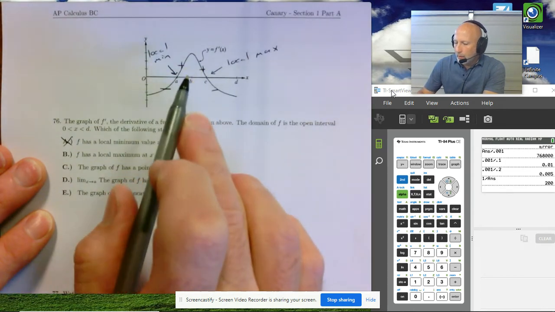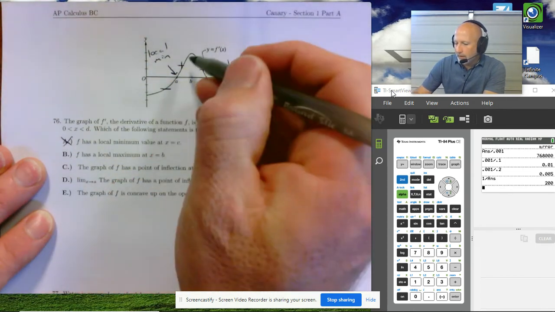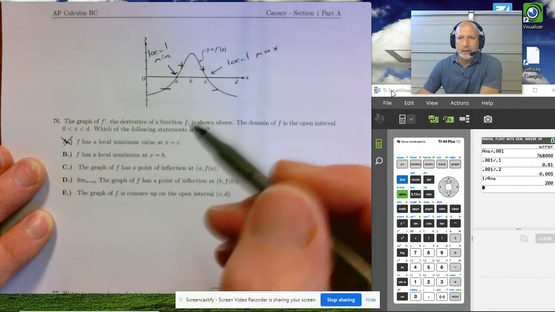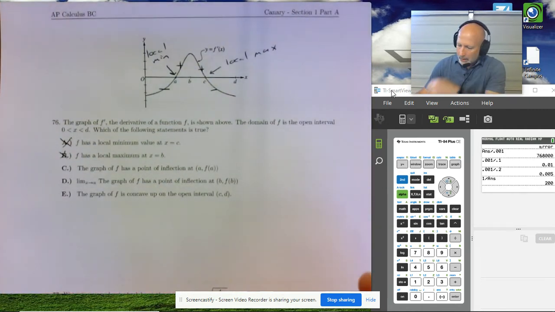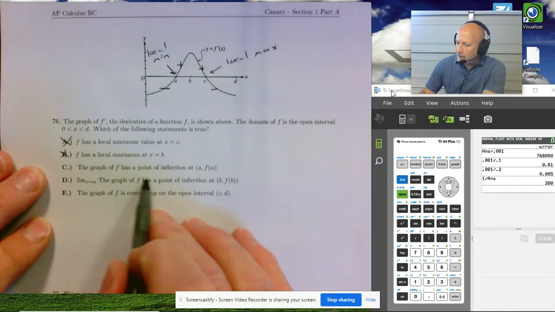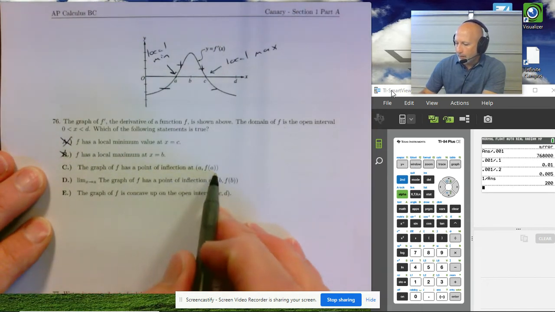Okay. What I know is that the derivative is a positive value. They're trying to bait you into thinking that this is f of x. Okay, and it's not. So it's not going to be that. C, the graph of f has a point of inflection at a, f of a.